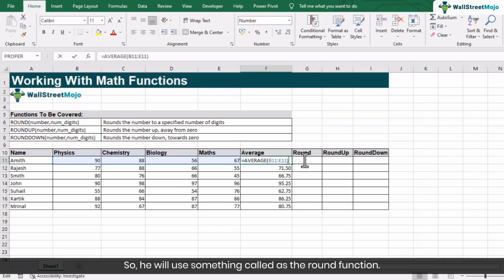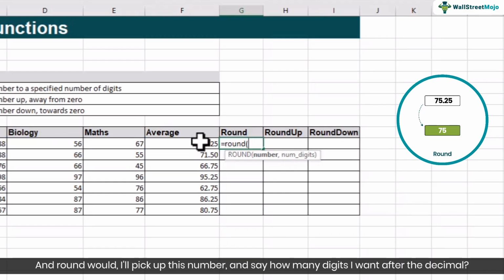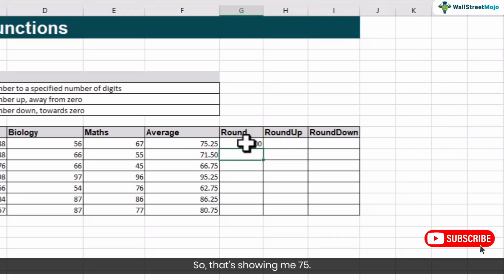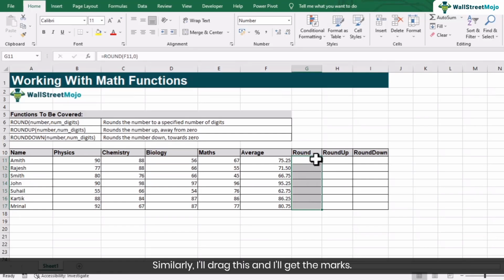So he will use something called the round function. So he'll say round. And round will pick up this number and ask how many digits I want after the decimal. I want 0. And I say enter. So that's showing me 75. If I don't want this decimal, I can go here and remove it, and say I only want the whole numbers. Similarly, I'll drag this and I'll get the marks.